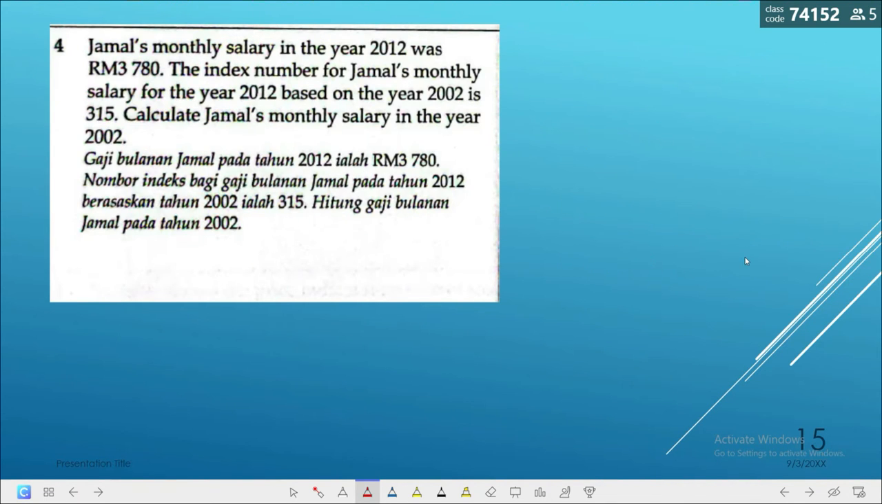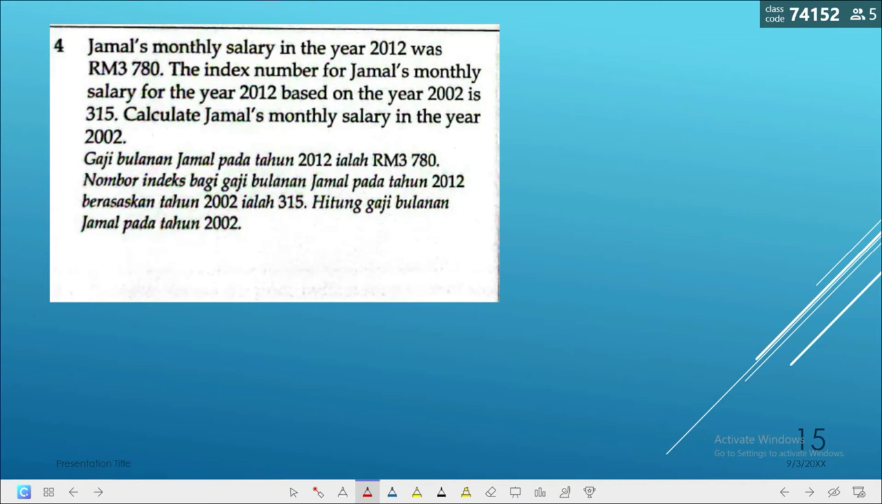Okay, the next question, number 4. Another example. Jamal's monthly salary in the year 2012 was RM3,780. The index number of Jamal's monthly salary for the year 2012 based on the year 2002 is 315. So here you already know the value is increasing, right? Supposed to be 100, now it becomes 315. So increase about 215. Calculate Jamal's monthly salary in the year 2002.